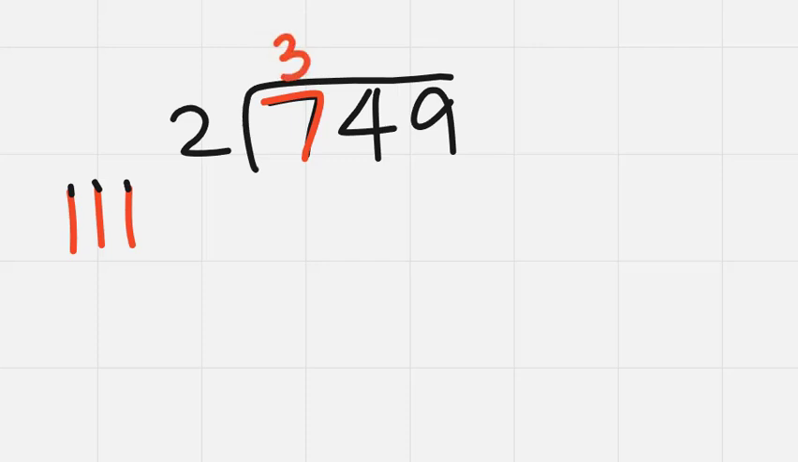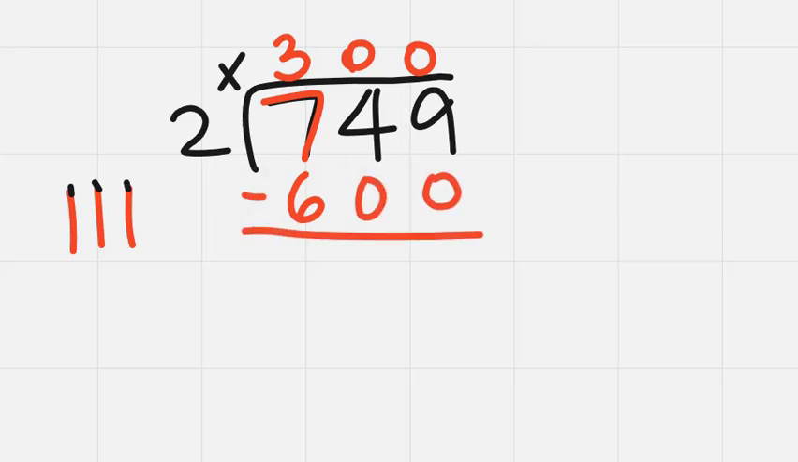We're going to put the number 3 on top with 2 zeros as placeholders. And then we'll multiply. 2 times 3 is 6. Then we add the 2 zeros, and then we subtract. 9 minus 0 is 9. 4 minus 0 is 4. And then 7 minus 6, 7, 6, 5, 4, 3, 2, 1. Now we do the next one.